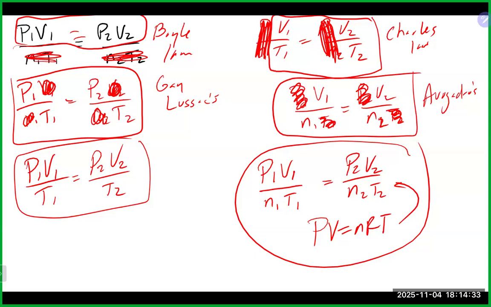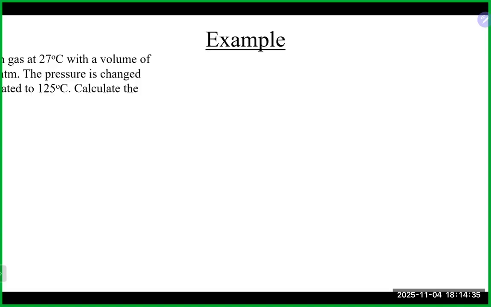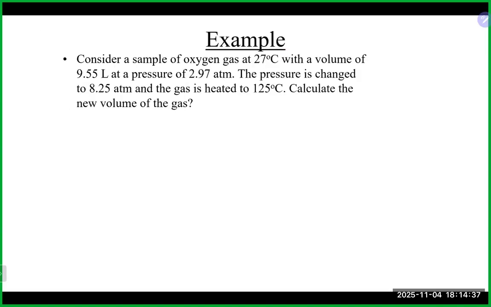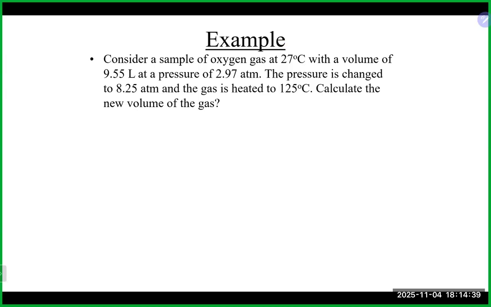So let's take a look at one here, a little rearranging. Consider a sample of oxygen gas at 27 degrees Celsius. The volume is 9.55 liters, pressure 2.97 atmospheres. It goes to 8.25 atmospheres and is heated to 125. What is the new volume of the gas? So take a moment there.